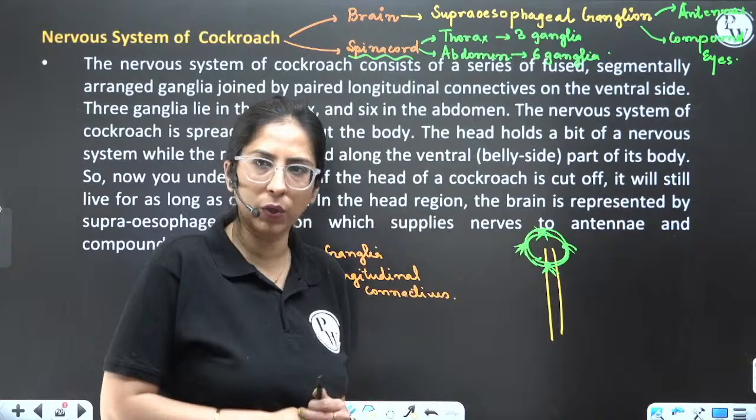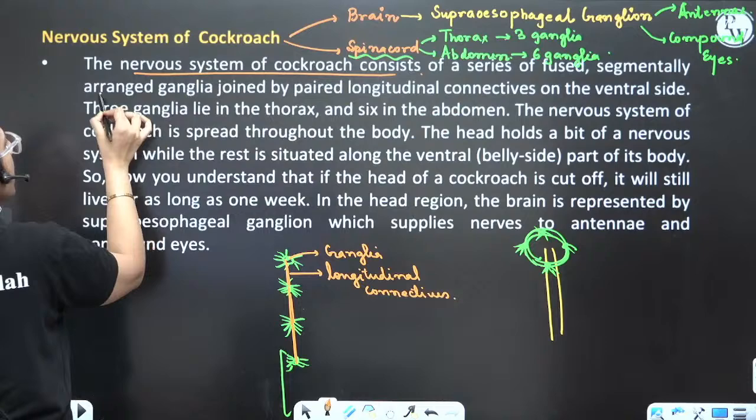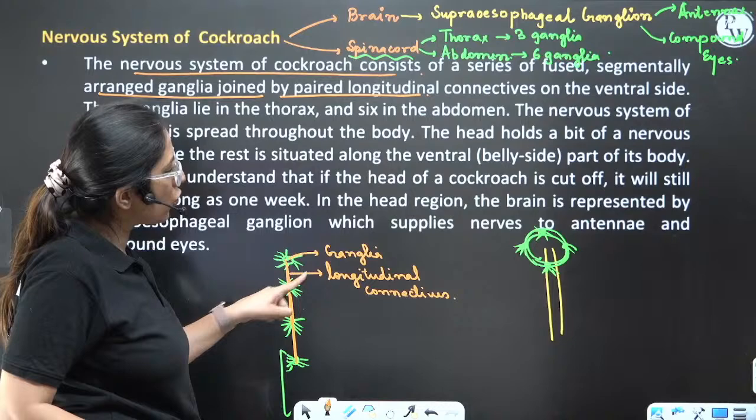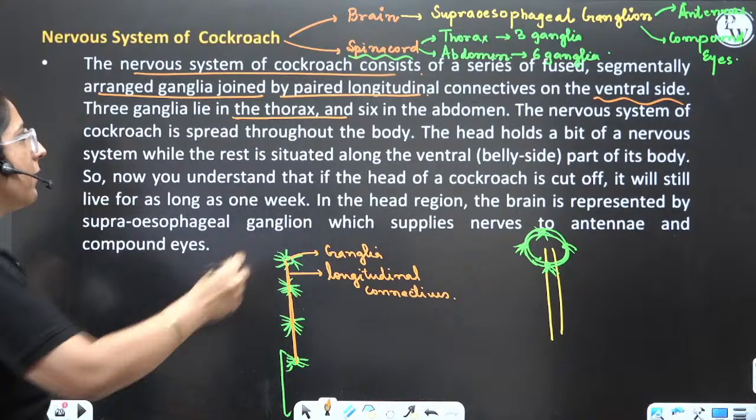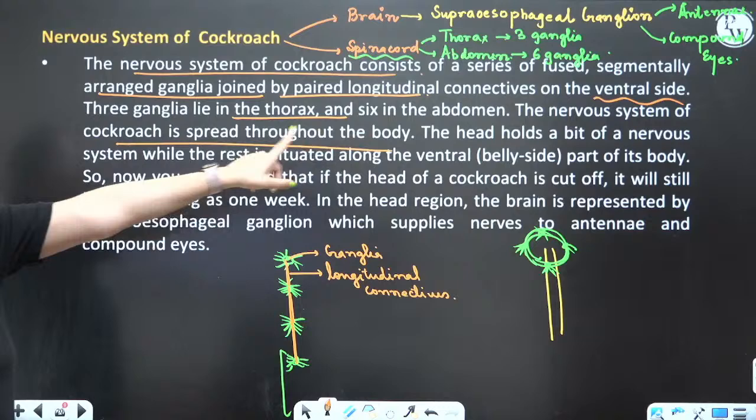See, the nervous system of a cockroach consists of a series of fused, segmentally arranged ganglia joined by paired longitudinal connectives. Longitudinal connectives are there which join the ganglia, right? Where is it present, very important: ventral side, because they are non-caudate. Three ganglia are in the thorax and 6 in the abdomen. Same as I have explained. The nervous system of cockroach is spread throughout the body. The head holds a bit of nervous system while the rest is situated in the ventral part of the body.